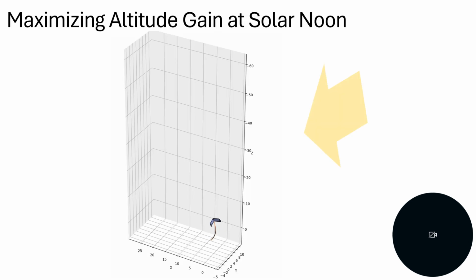Here you can see an aircraft maximizing its altitude gain at solar noon. You can see on the right side of the image, the solar rays are coming from the top right, and the aircraft immediately turns to fly away from the sun in such a way that it's banked in a direction that's perpendicular to the sun rays. And this is a good policy for optimizing the energy that it can acquire from the sun rays.